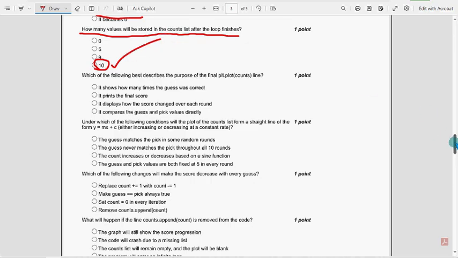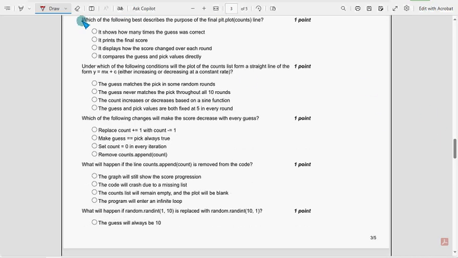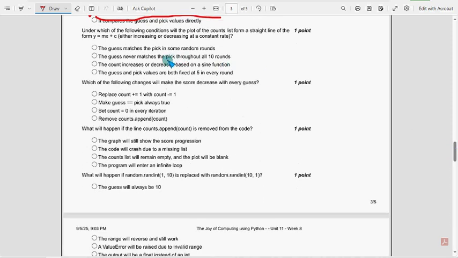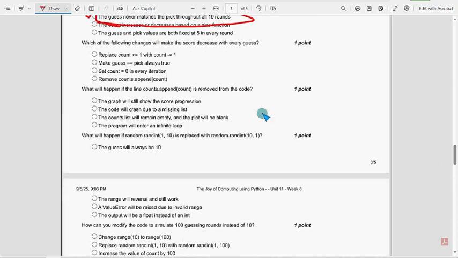Moving on to the 14th question. Which of the following best describes the purpose of the final plt.plot of counts line? For the 14th one, the third option, it displays how the score changed over each round. Next, the 15th question. For the 15th question, most probably the second option could be the probable solution, guys. Now let's move on to the 16th one. Which of the following changes will make the score decrease with every guess? For the 16th question, the first option could be the most probable one.